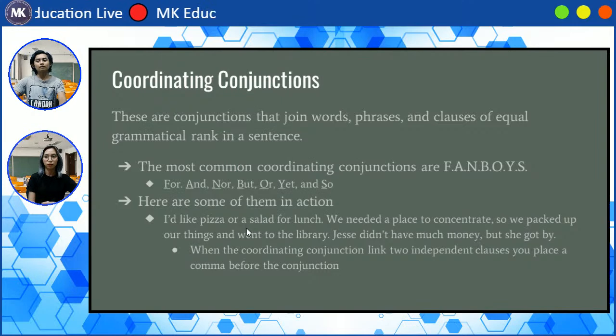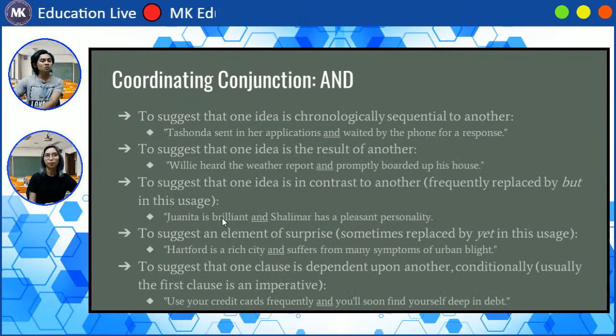Unlike the first sentence here, a salad for lunch. We don't understand what a salad for lunch is, nor does it have any context for it to be understood. That is why there is no need for a comma placed before the conjunction. So let's move on to the specifics.